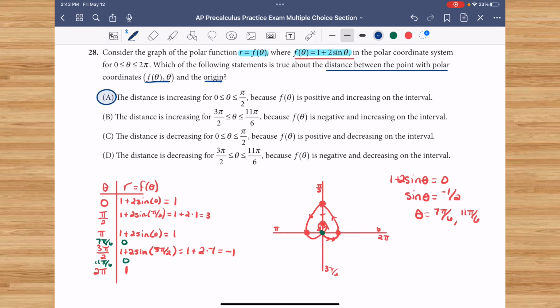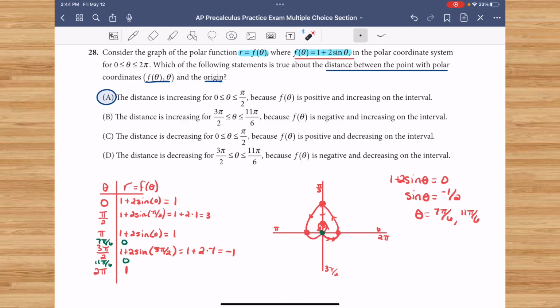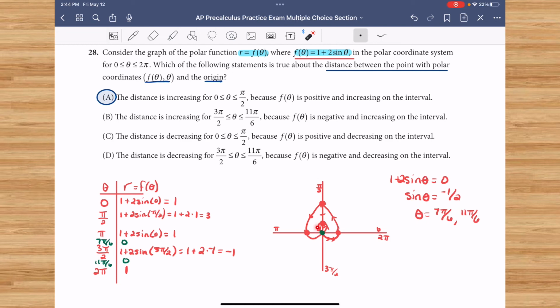I kind of want to read through these just to make sure I'm not missing something pretty obvious. So let's take a look at B. The distance is increasing from 3 pi over 2 to 11 pi over 6. So we're talking about the point from this negative 1 to this 11 pi over 6 where it gets to the origin. So we're at a radius of negative 1, and we are not increasing, we are getting closer. The distance to the origin is getting smaller, so this distance is not increasing but decreasing, so that cannot be true.